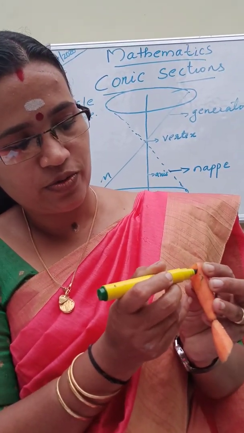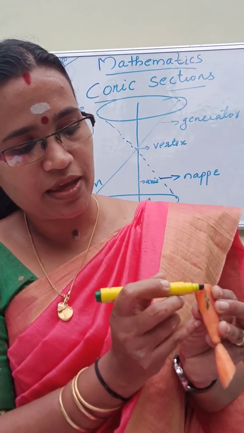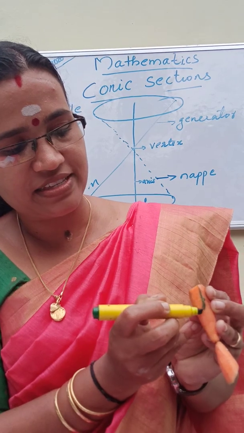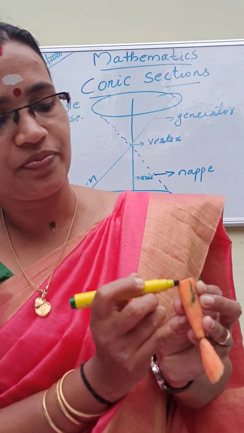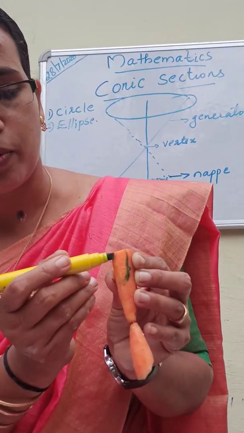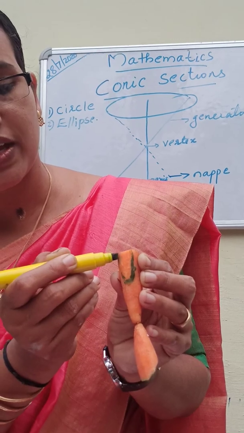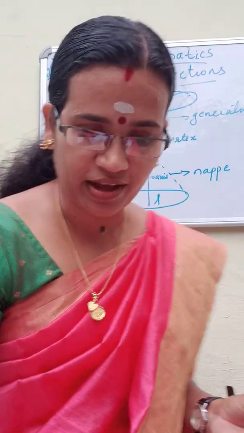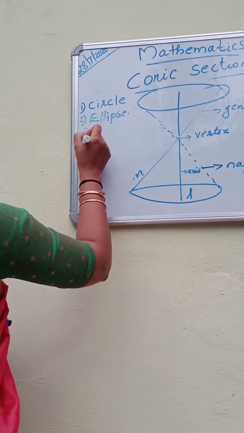So what is the shape you get? Yes, this shape is called a parabola. The intersected portion gives the figure called a parabola. So the third shape is the parabola.